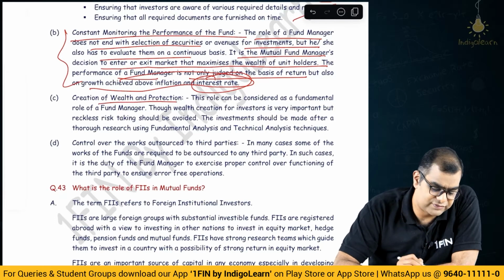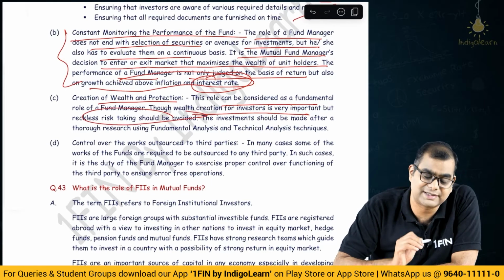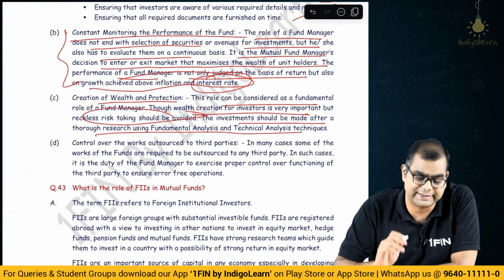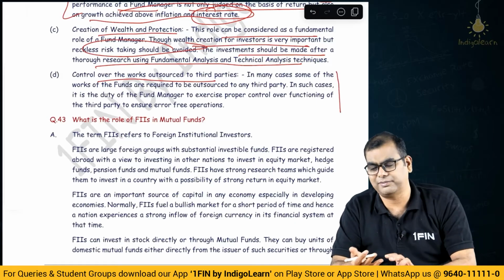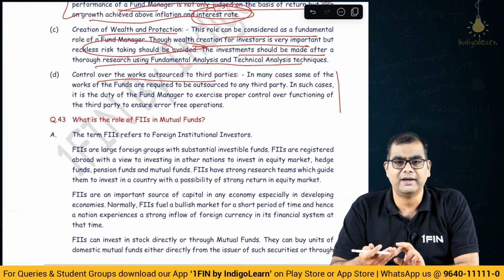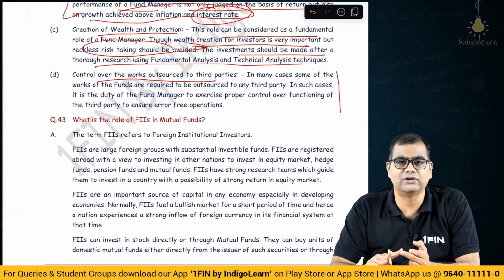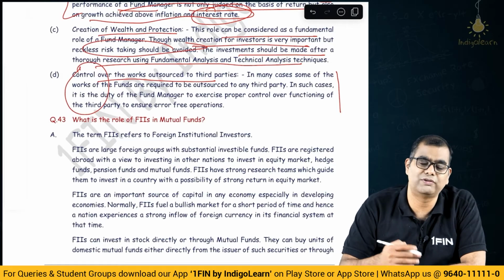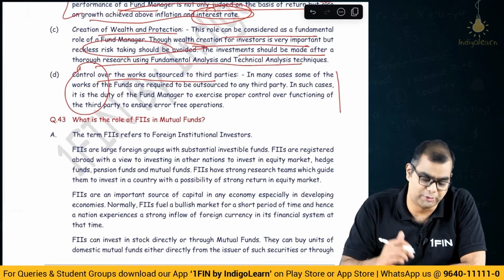Right, then their goal is wealth creation and protection. This role can be considered very fundamental. Wealth creation is very important, but reckless risk should also be avoided. Investment should be made after thorough research of both fundamental and technical analysis. Control over works outsourced to third parties. In a lot of cases, you have a lot of third parties involved, like distributors. Then you have people who manage back office functions, technology functions, communication functions and all of that. You should have control over all those third parties to ensure that the funds are managed properly and the investors are communicated to properly.